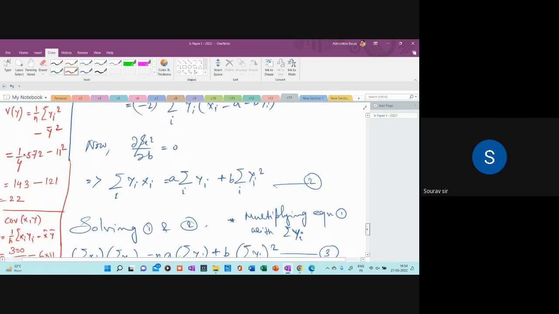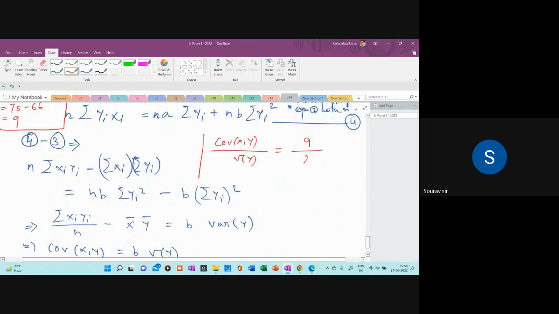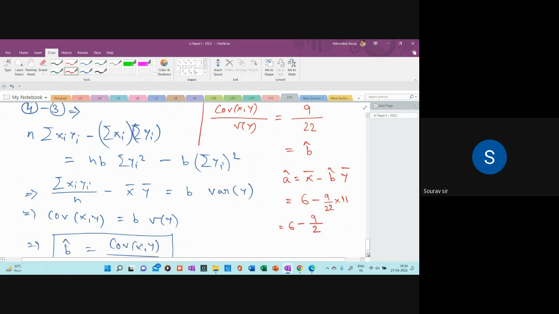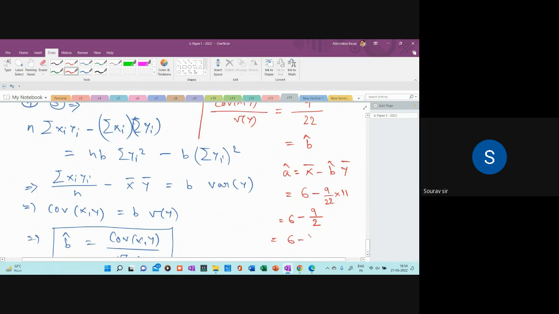So ultimately what I can write, covariance xy by variance of y is equal to 9 by 22. This is the value of b hat, and my a hat is equal to x bar minus b hat into y bar. So x bar was 6 minus b hat was 9 by 22 into y bar was 11. So that is 6 minus 9 by 2. 9 by 2 means 4.5, so 6 minus 4.5 gives me 1.5, that is 3 by 2. So these are the two values.